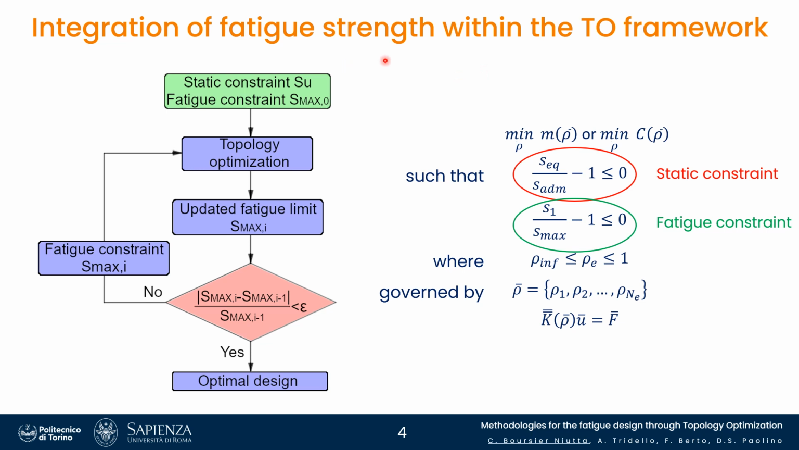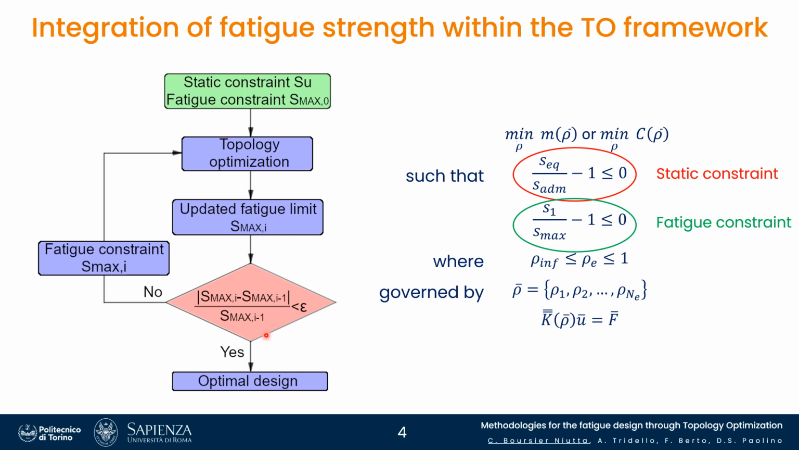For the integration of the fatigue strength within the topology optimization framework, we add a new fatigue constraint, which limits the first principal stress that is responsible for the crack propagation. Furthermore, at each iteration of the topology optimization you have a change in the topology, which affects in turn the largest defect that you can find, and so the fatigue strength according to the first methodology. Or you have a change in the stress gradient, and so a change in the fatigue strength according to the second methodology.